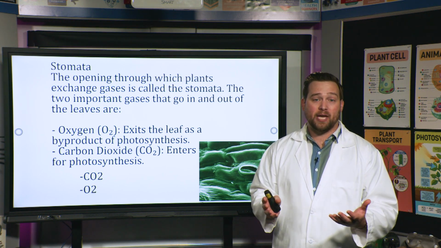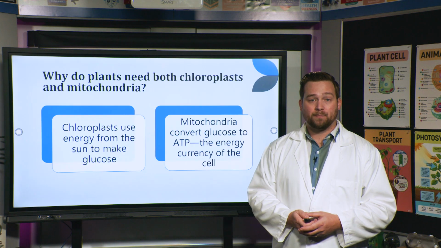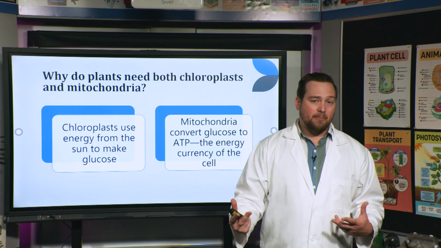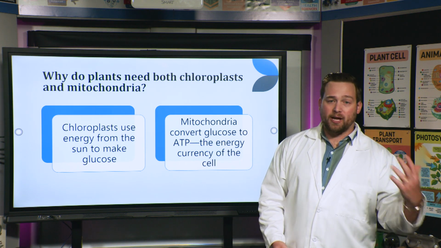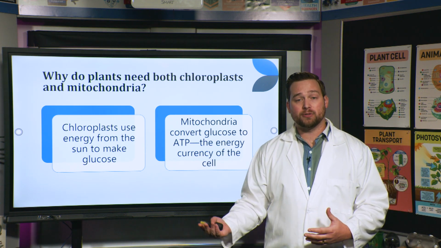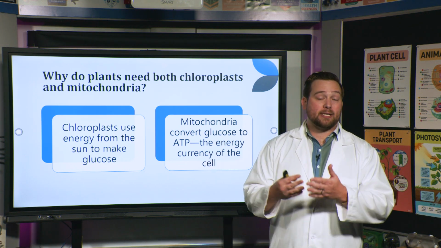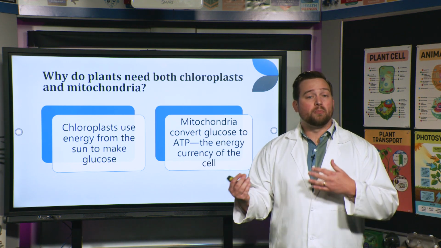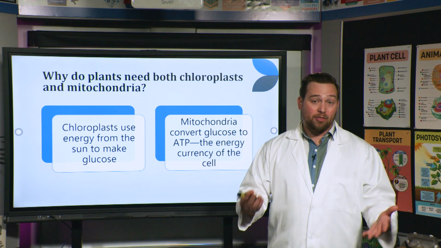There's a lot of them that you can't see, and those little openings are called stomata, okay? So why do plants need both chloroplasts and mitochondria? The chloroplasts are used to convert energy from the sun into glucose, but then the mitochondria, we take that glucose and break it down using cellular respiration to make ATP. So plant cells have both. They have both chloroplast and mitochondria, and they need both.